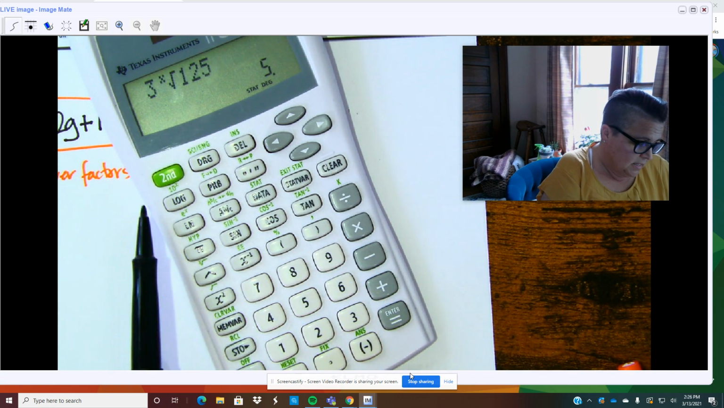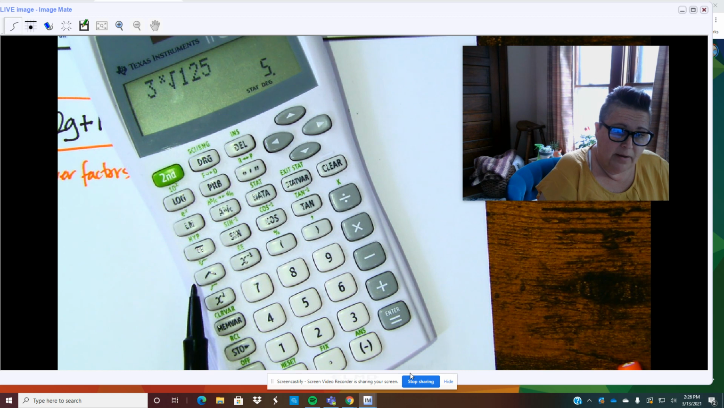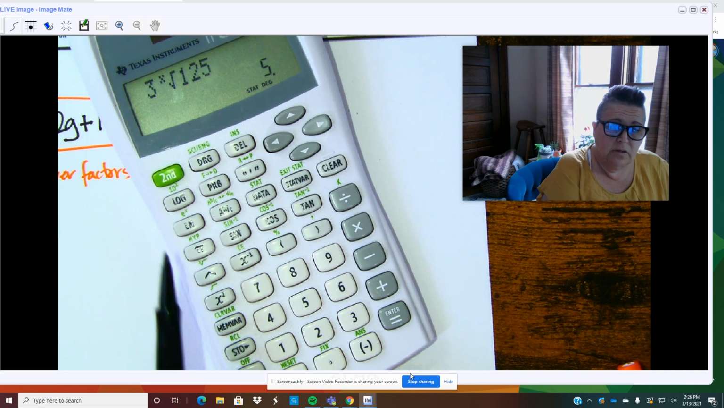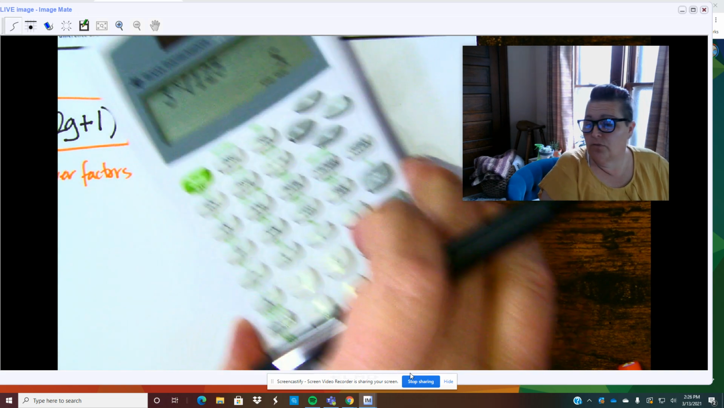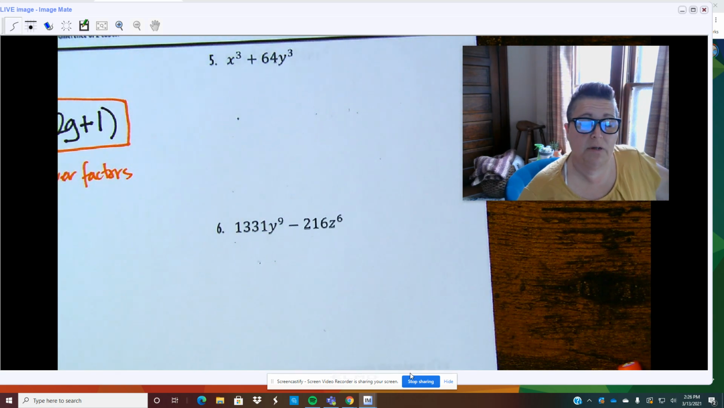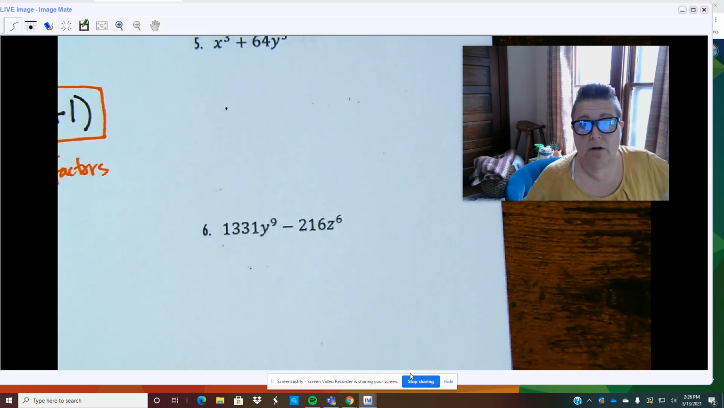Once again, that is on mine above the chevron key. It's a little x and then the square root key, what looks like the square root. If you put the number in first and then the x. If you don't know how to find a cube root on your calculator, you can always use Google.